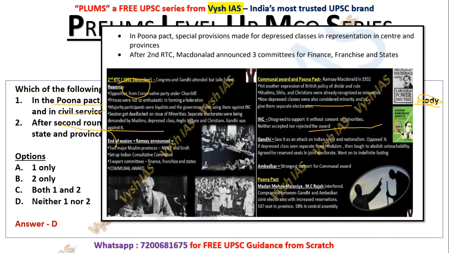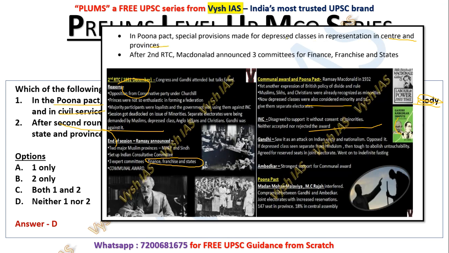So like that, there was a finance committee and others. If you see here, the 3 expert committees were finance, franchise and states. These are the 3 committees which were formed. Okay, so in the same way, it's written explicitly here: depressed class representation in center and province, not in civil services, states or local bodies and all.